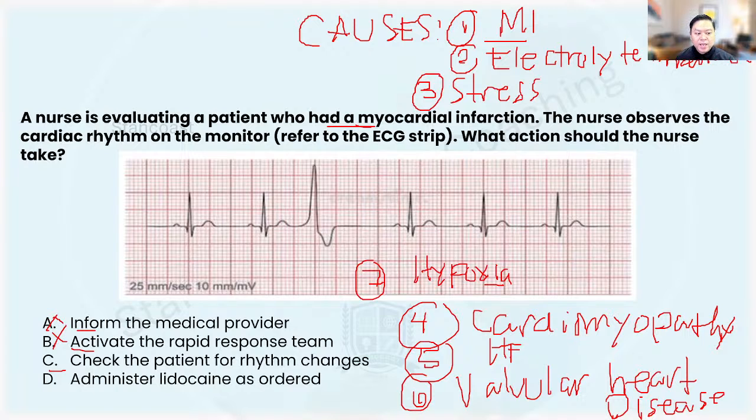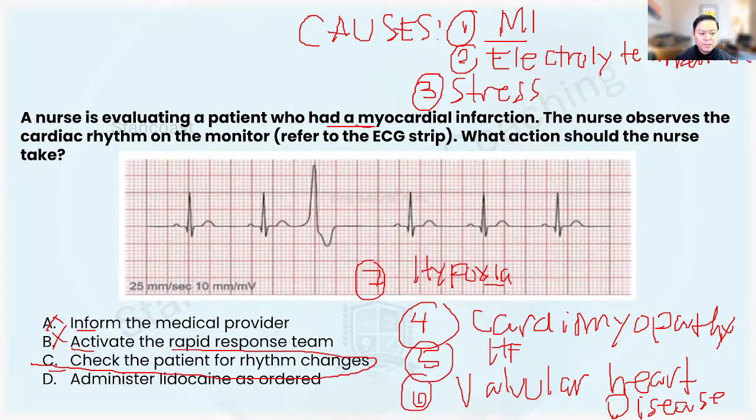Yes, you have to make sure that you're able to capture any changes or any worsening or any more development of PVCs, because like I've said, this is going to be a precursor to more serious arrhythmias when they become frequent. So this can lead to VTAC. It can also eventually lead to ventricular fibrillation. That is why we have to do letter C.